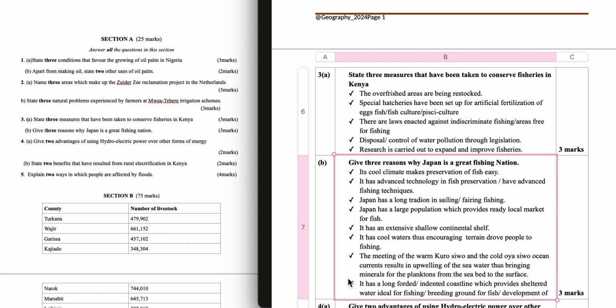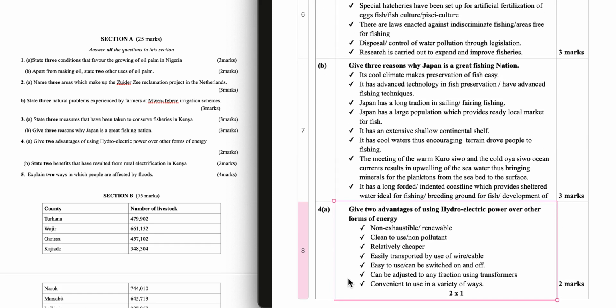Question 4A. Give 2 advantages of using hydroelectric power over other forms of energy. It's renewable. It's non-exhaustible, clean to use, relatively cheaper, easily transported by use of wire cables, easy to use, that is you can just switch on and off, can be adjusted to any fraction using transformers, convenience to use in variety of ways.